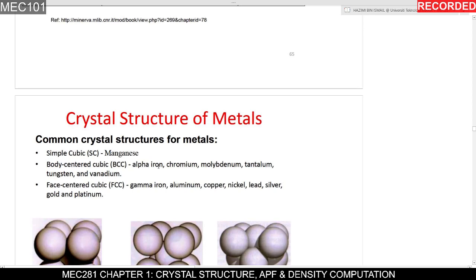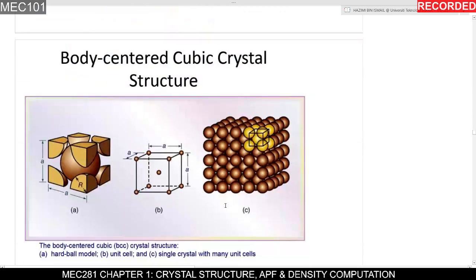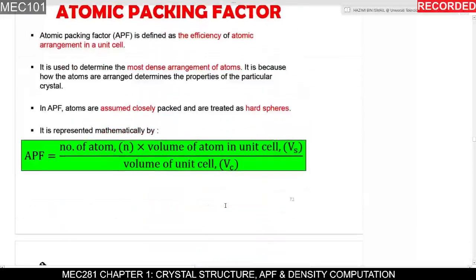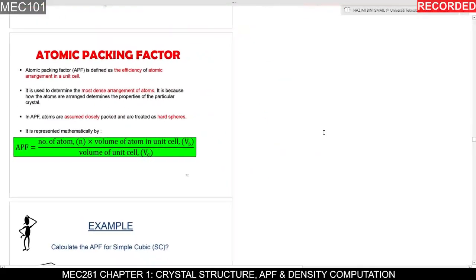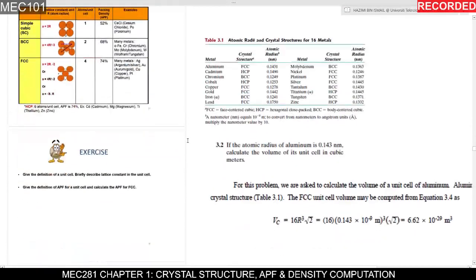Okay, let's see again. Manganese is the common element found in the SC. Alpha iron, chromium, molybdenum, tantalum, tungsten and vanadium are BCC, and gamma iron, aluminium, copper, nickel, lead, silver, gold and platinum are FCC. So don't worry about that. You can see it in the list in the table, where is my table here? Okay, here.